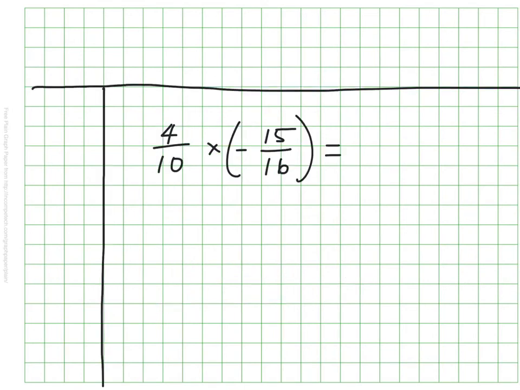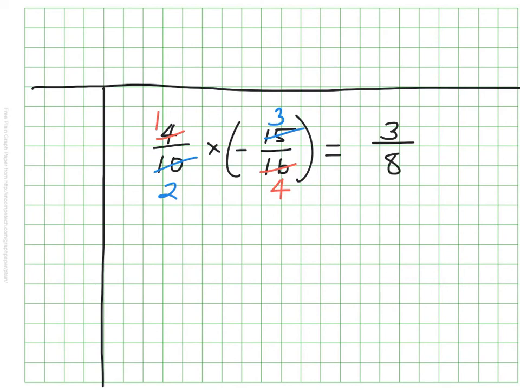And of course, this would work with negative numbers as well, right? Just we follow the same process, but then at the end, just decide whether your result is positive or negative. So we have 4/10 times negative 15/16. I see that the 4 and 16 can both be divided by 4, leaving me with 1 and 4. And the 10 and 15 can both be divided by 5, leaving me with 3 and 2. So if I multiply these together, I get 3/8.